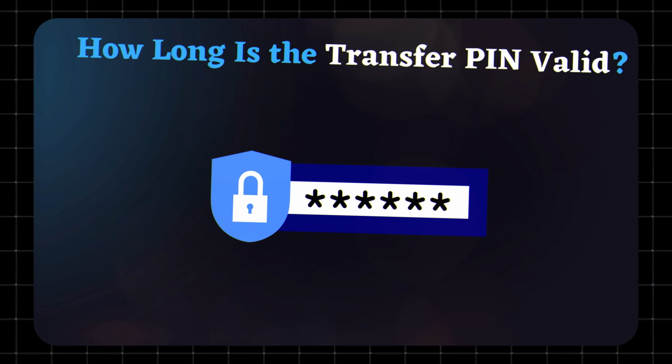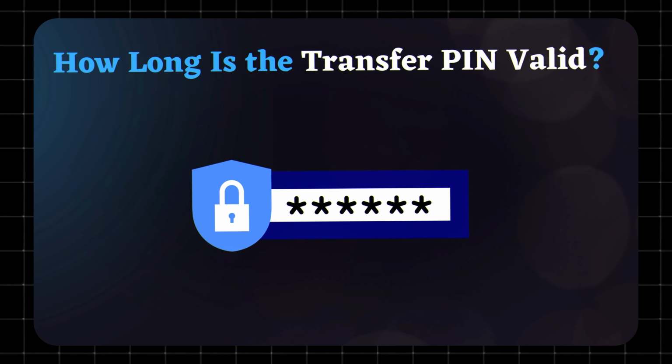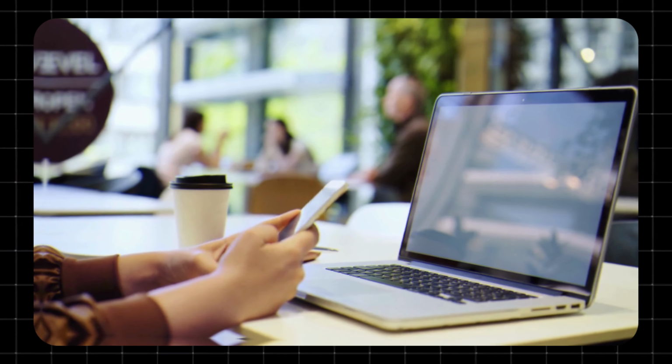How long is the transfer PIN valid? Your T-Mobile transfer PIN is valid for 7 days from the moment it's generated. If you don't use it within that time frame, you can return to the app and request a new one.